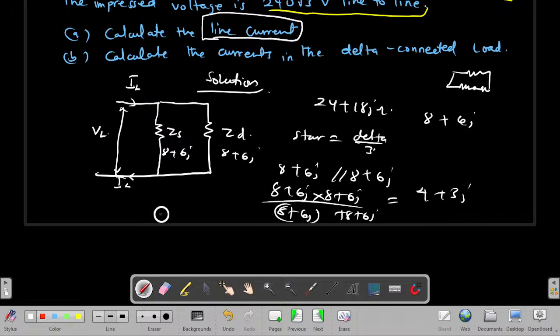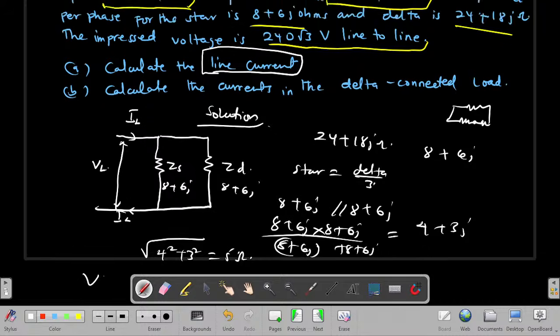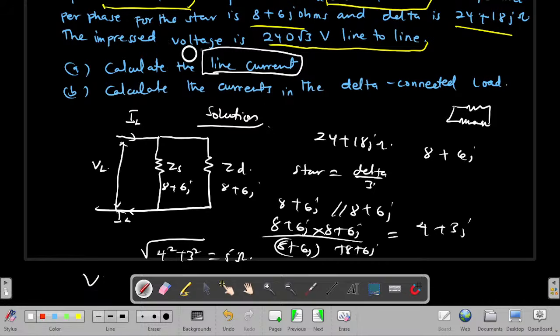Okay, so let's find the magnitude. So square root of 4 squared plus 3 squared obviously equals what? 5, right? Now we know that our impedance is 5 ohms. We come back to our voltage. What is the total voltage? From the problem, we're given that the impressed voltage is 240 volts line to line.